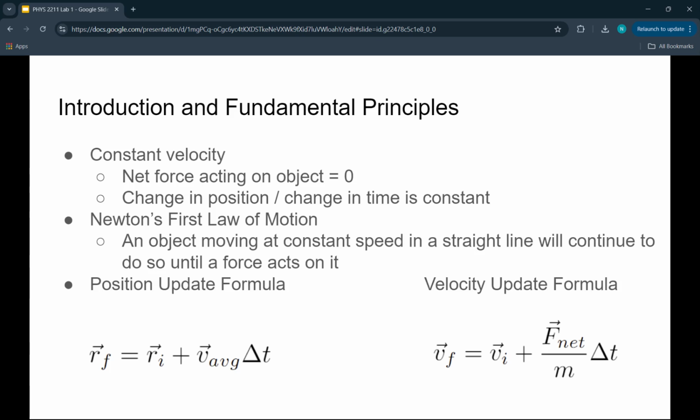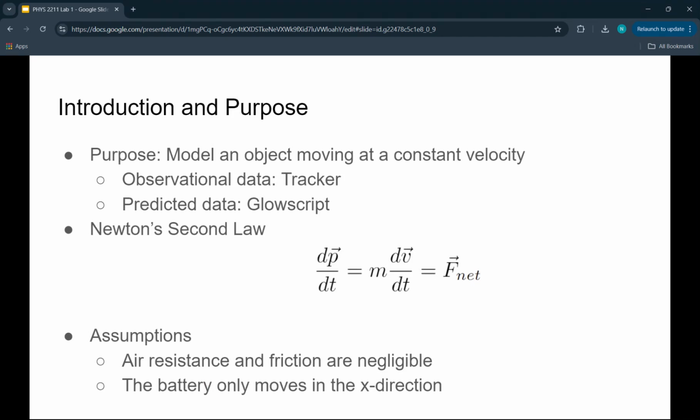I'll also consider the position and velocity update formulas, which are shown here. Note that the net force is zero, so final velocity is equal to initial velocity, which in turn is equal to the average velocity. This is what I do see in the lab with some error, but that will be shown shortly. So the main purpose of this lab is to model the motion of an object, which in this case is a battery, when it's moving at constant velocity.